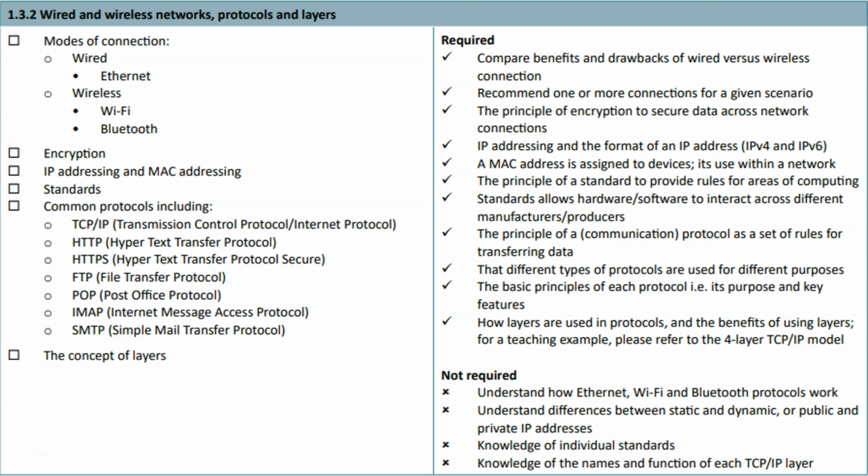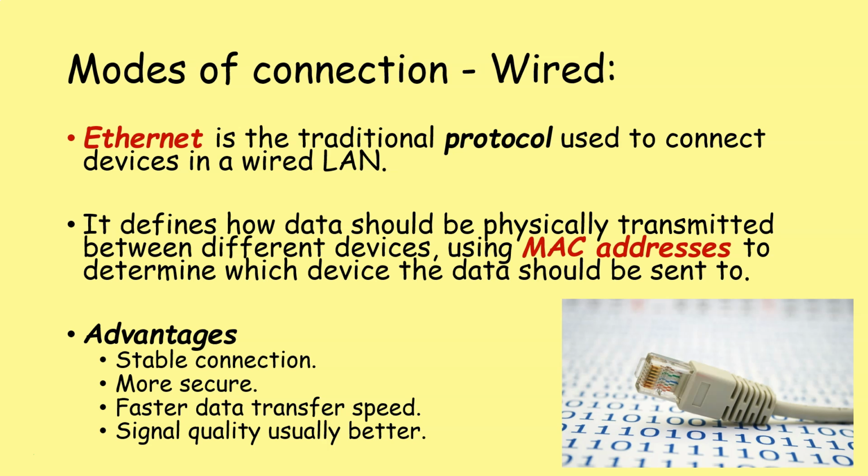1.3.2 Wired and wireless networks, protocols, and layers. Starting this unit with modes of connection, looking at wired networks. Ethernet is the traditional protocol used to connect devices in a wired local area network. Be careful. We often use Ethernet when we're talking about the cables, but technically these are CAT cables. Ethernet is the protocol used to carry data across the network.